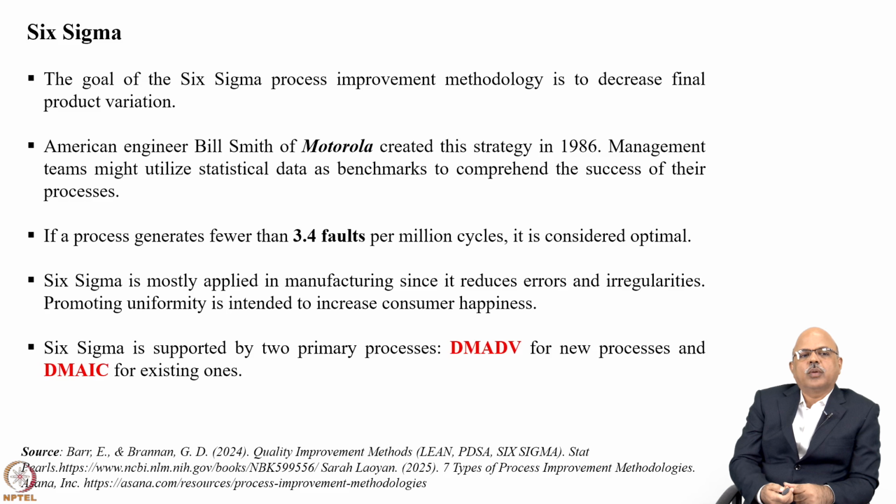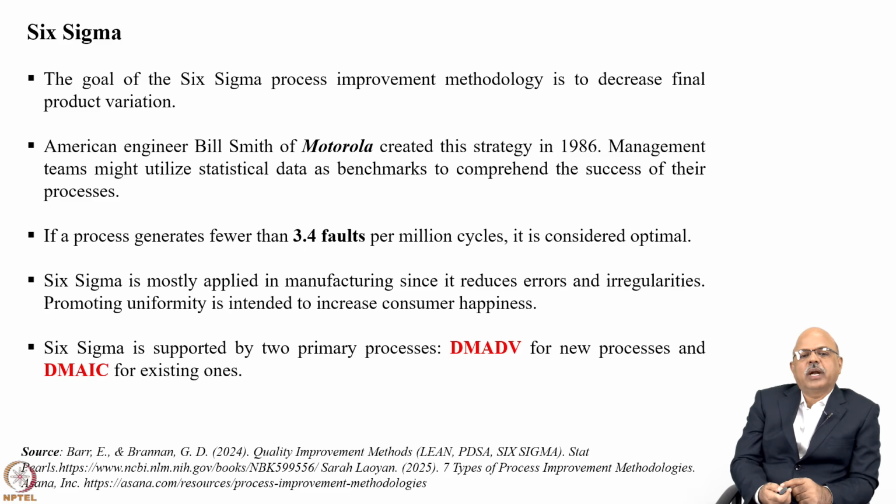You have been finding that a lot of benefits of Six Sigma have been seen in management, the production industry, the manufacturing industry, and even the healthcare industry. The management team of a healthcare institution often tries to utilize statistical data, which creates a benchmark. If a process generates fewer than 3.4 faults per million cycles, it is considered optimal. Our emphasis on optimal utilization lies in the culture and philosophy of Six Sigma.